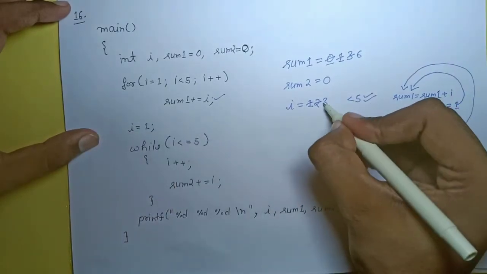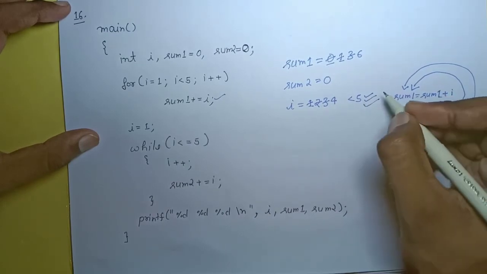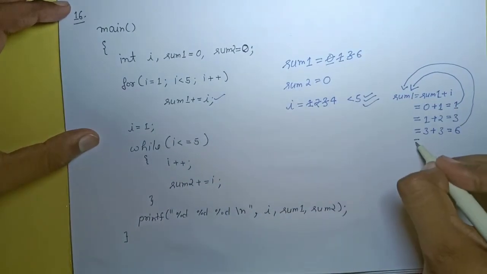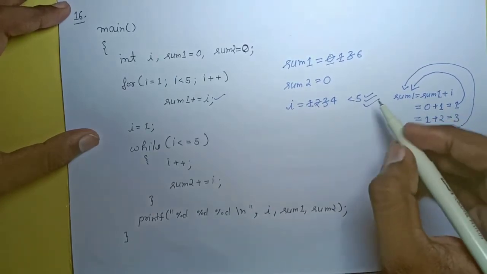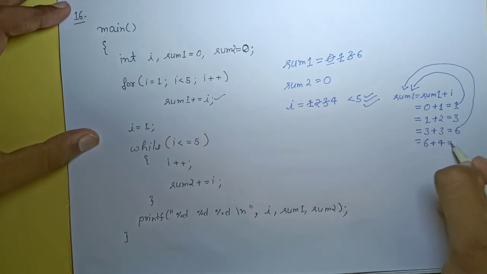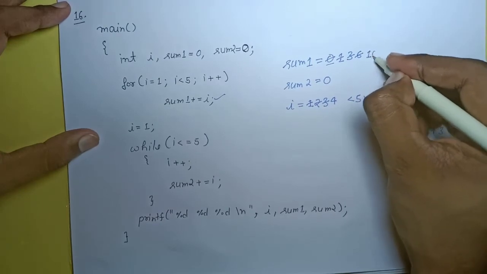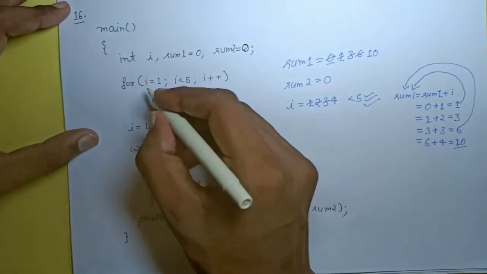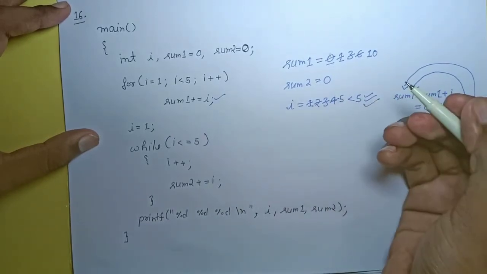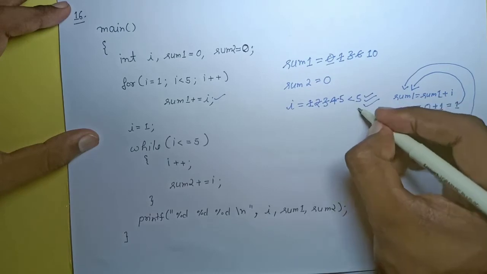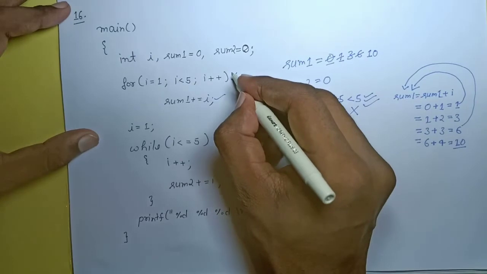The value of I is 4, and 4 is less than 5, obviously, so the condition is again true, and this statement is executed again, which means the value of sum1 is 6 and the value of I is 4, which results in 10. Now the value 10 is stored in the variable sum1. Now the control again comes to the for loop, which means the value of I is 5. Is 5 less than 5? Obviously 5 is not less than 5, which means this condition is not true, so this loop got terminated.